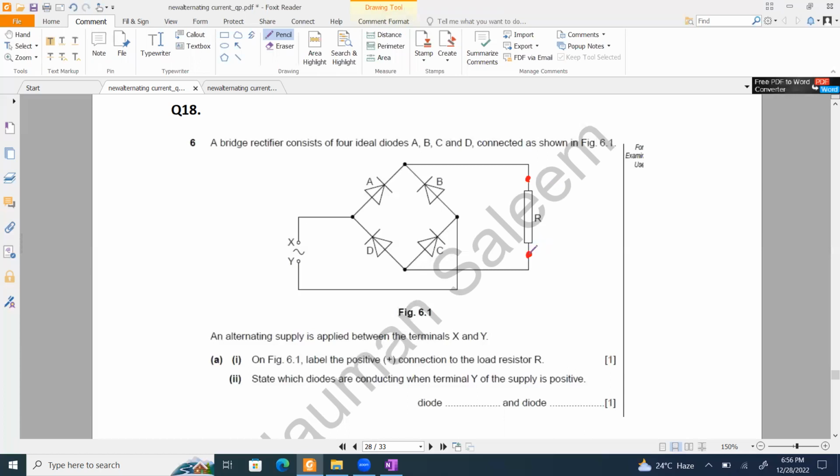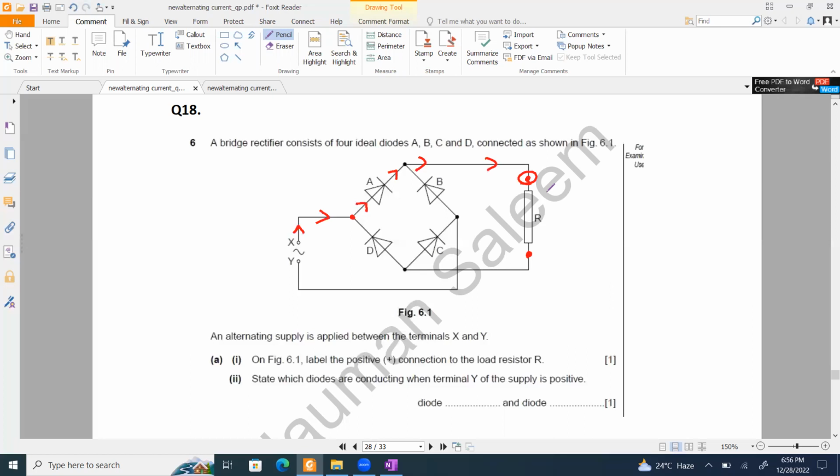Okay, so let's assume that the positive pulse leaves this terminal X, it reaches a junction this point, and D is set as reverse bias, so it will pass through A. B is set as reverse bias once again, so the pulse will go this way and will reach at this point, right? So this is the point at which positive pulse will be provided to the load resistor.